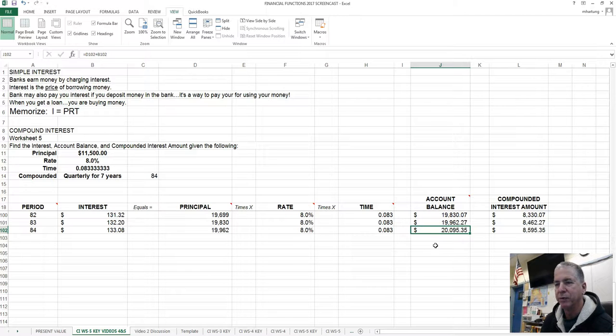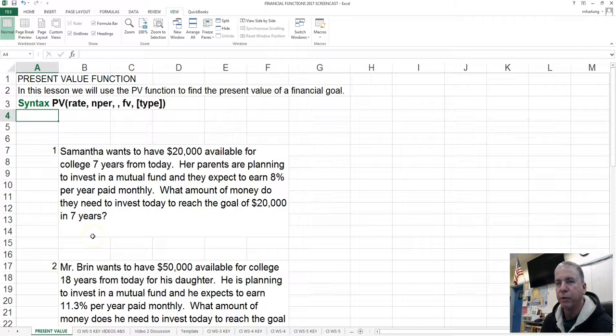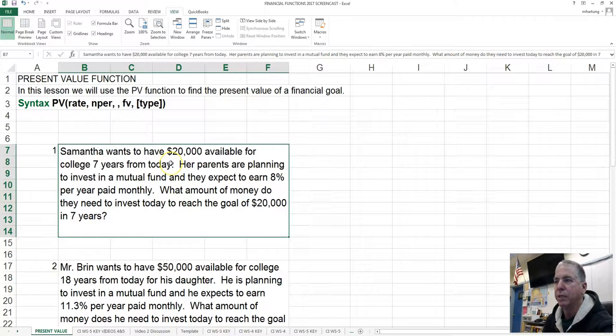So we want to simplify that, and that's what we're doing with these Excel functions. Present value. Present value referring to how much today do I need to put in the bank so I end up with some future amount of money. And our goal is to end up with $20,000. Well, let's take a look at how we do this.